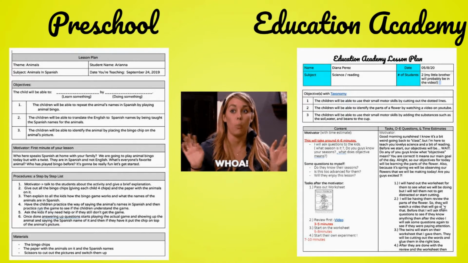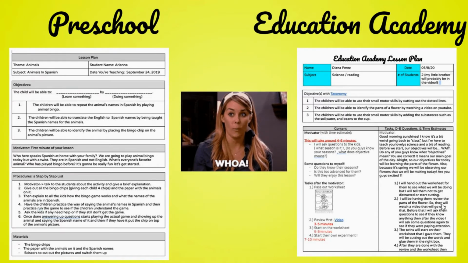So these are the two side by side. On the left, you can see preschool. You all have seen this before. That's your normal template that we used all of last year. It's a little bit more simple. And then on the right, we have our Education Academy one. If you look at it closely, it's basically the same thing. It's just laid out a little different, has a little bit more detail.